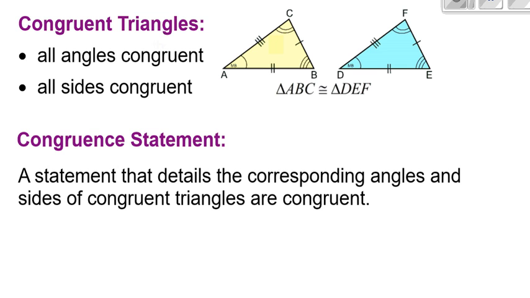The difference between last week and this week is that last week the triangles were given to us as congruent. There was a congruent statement made at the very front end of the problem where it said the two triangles were congruent. For example, I can say that these two triangles are congruent because it was given to me. Today we are going to learn how to prove triangles are congruent if we didn't know that going in. So that's the difference between last week and this week.